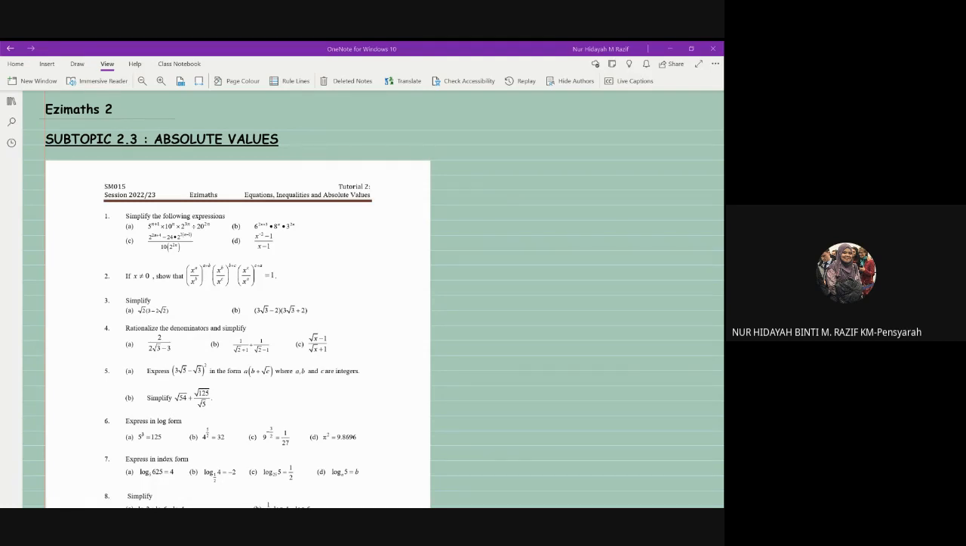Okay, so untuk kelas hari ini, saya minta maaf first of all sebab saya terpaksa buat kelas online, sebab hari ni saya MC sebenarnya. So untuk kelas hari ini, kita nak bincang soalan Easy Maths untuk subtopik 2.3 as a revision of whatever you have learned in subtopik 2.3 which is absolute value.